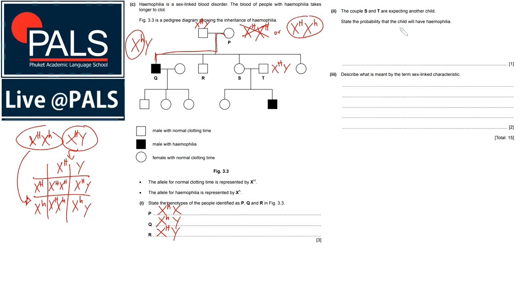The probability that the child will have hemophilia. So we have 4 probabilities. One of these 4 probabilities is a child with hemophilia. So it's a 25% chance of hemophilia.